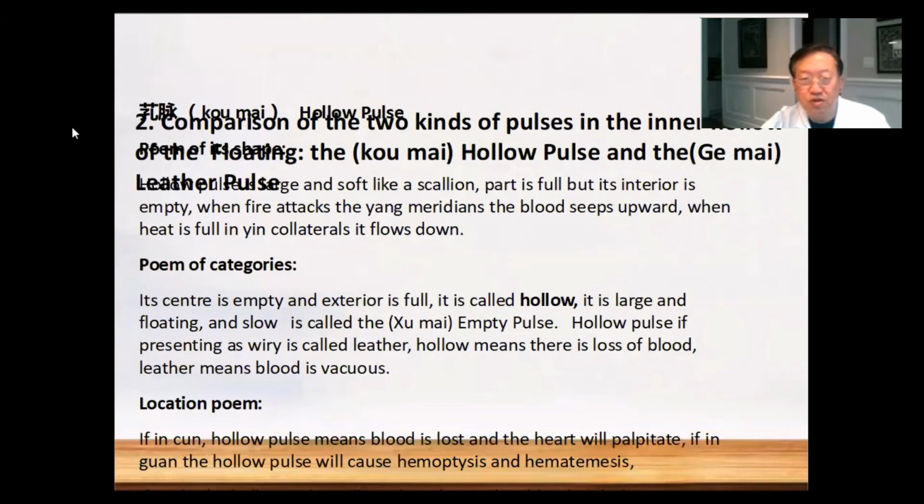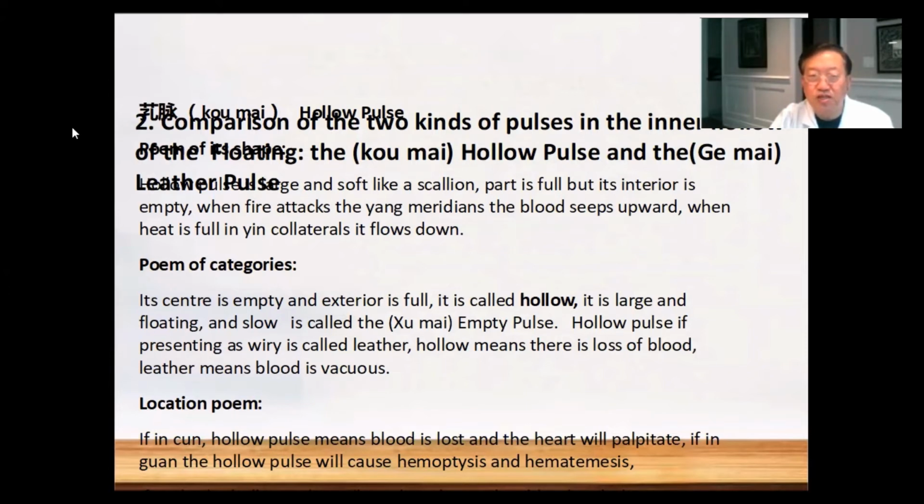2. Comparison of 2 kinds of pulses with an inner hollow: floating koumai, hollow pulse, and gemai, leather pulse. Hollow pulse is soft like a scallion, but its interior is empty. When fire attacks the yang meridian, the blood seeps upward. When heat is full in yin collaterals, it flows down. A poem of categories. Its center is empty and its exterior is full.